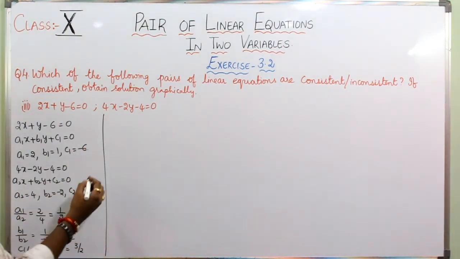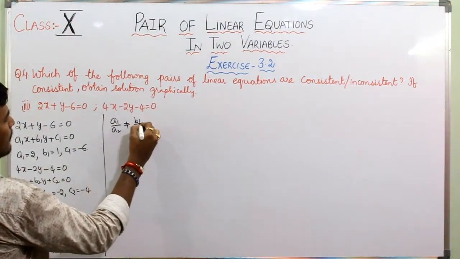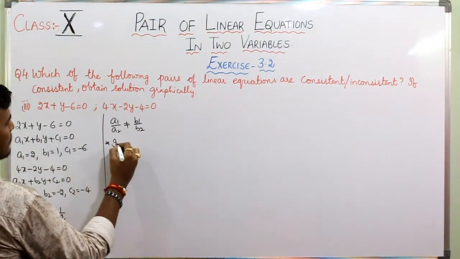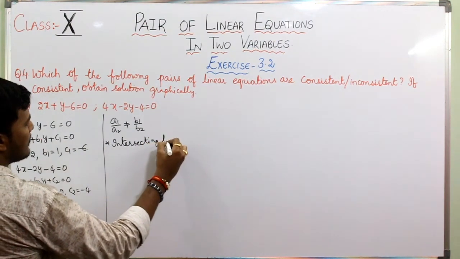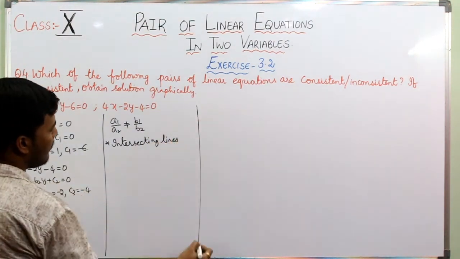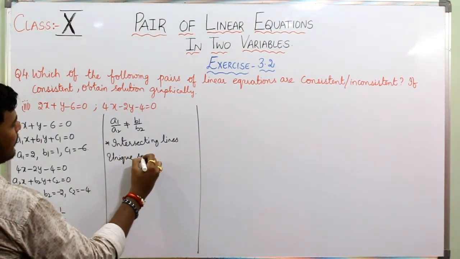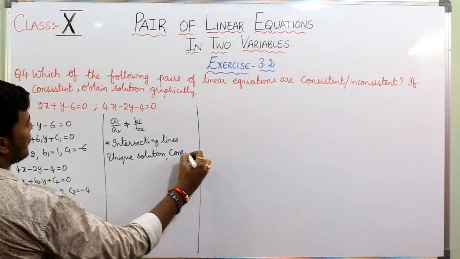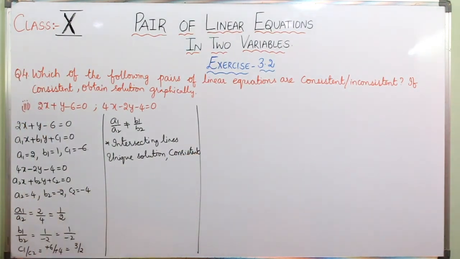So here you can see that the a1 by a2 value is not equal to b1 by b2. As they are not equal, they are intersecting lines. As they are intersecting lines, they will have a unique solution, right? They will have a unique solution, as well as they are consistent because they have at least one solution. So let us find the solution of that.